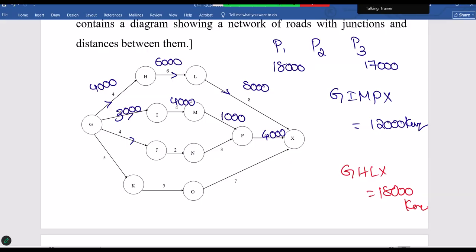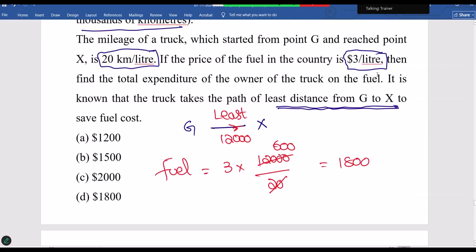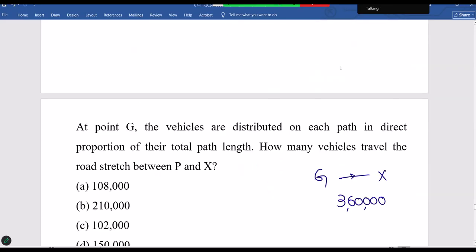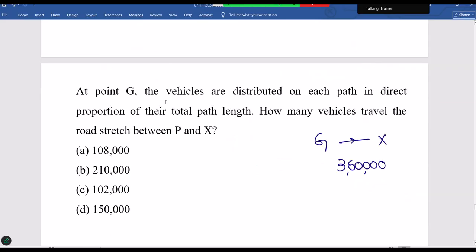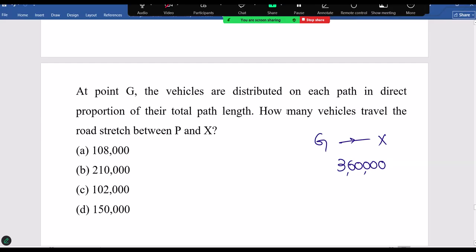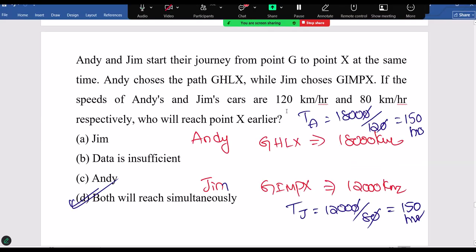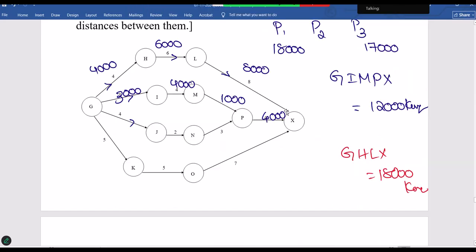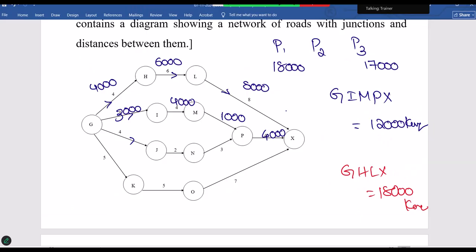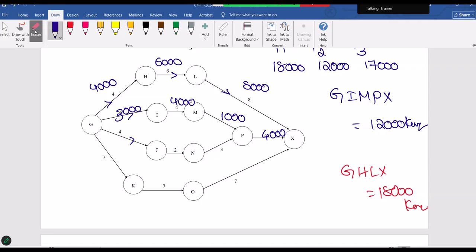Whereas this one, how to split? Because P to X is common again. It is in a different path, so we can distribute. They said clearly in this question, as per the length, in proportion to the total path length. We'll divide it here only. This path is 3 plus 4 plus 1 plus 4, so it will be 12, P2. This will be like P4 we'll consider. We'll go for 3, 4 paths.